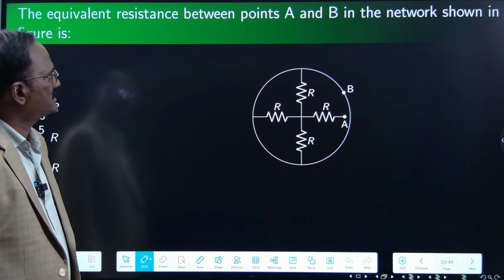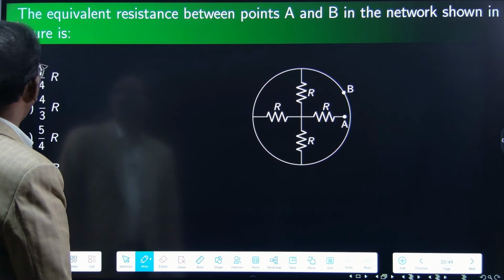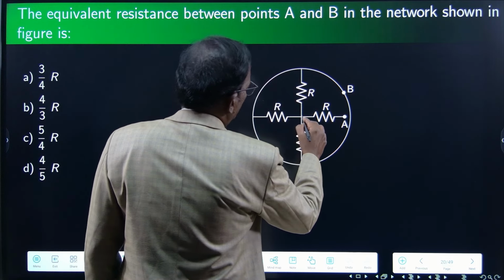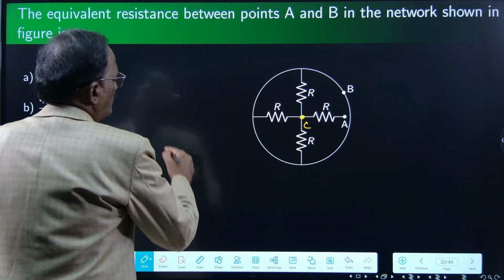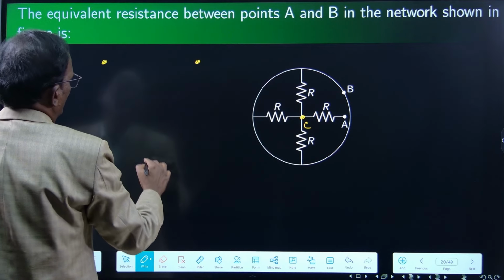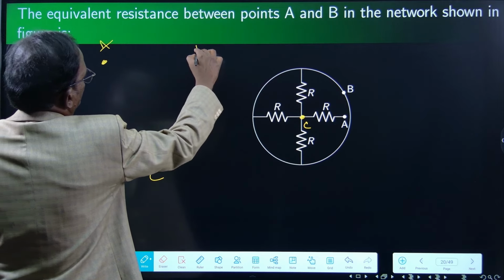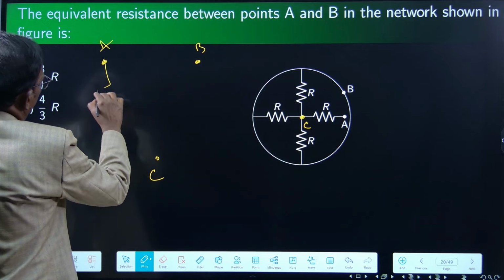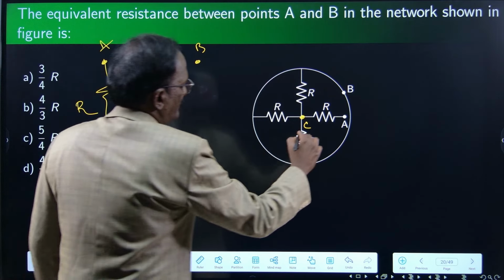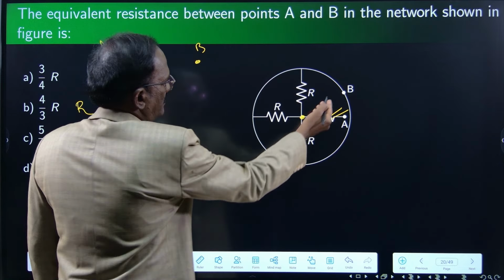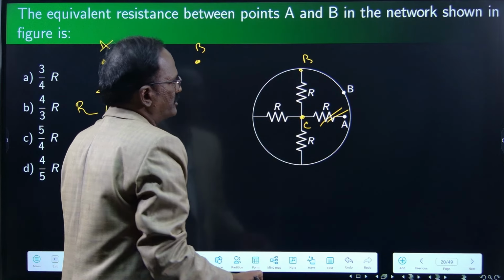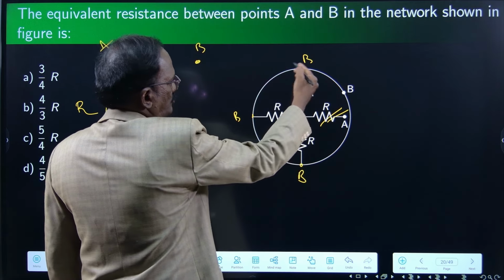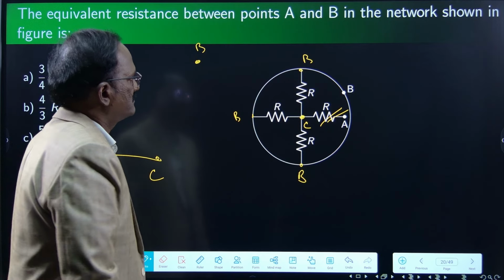Next, the equivalent resistance between points A and B in the network shown in the figure. Once again, let us redraw it. We will get the answer quickly. Only three nodes are there, A, B and C. A to C, 1 R. The first R is removed. This is B. Already I have told you this point. It's a short circuit. This is also B. This is also B. So short circuit is a junction.